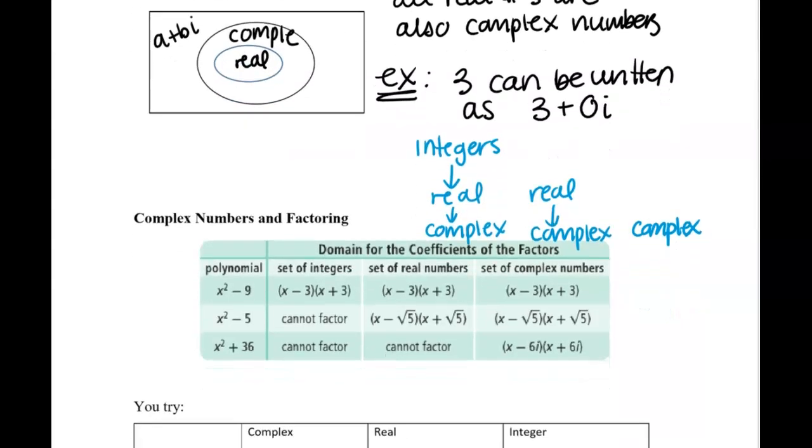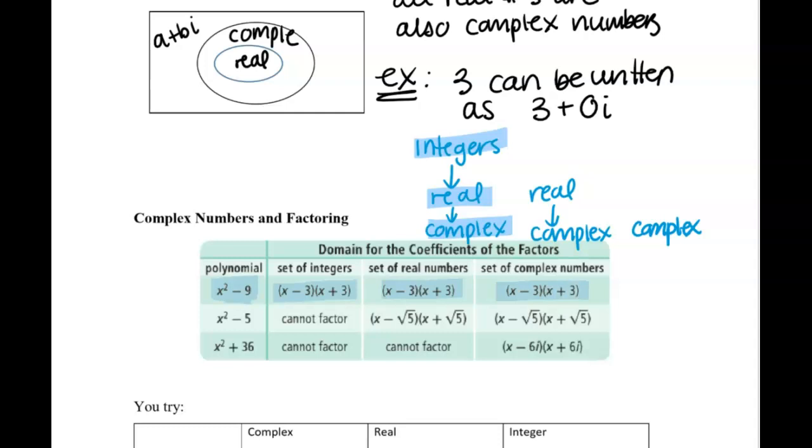So if we look at the polynomial x squared minus 9, if we're looking for integers, that works. We can do x minus 3 times x plus 3. Well, looking over here, integers are also real numbers, so that's fine, x minus 3, x plus 3. And they're also complex numbers, x minus 3 and x plus 3.